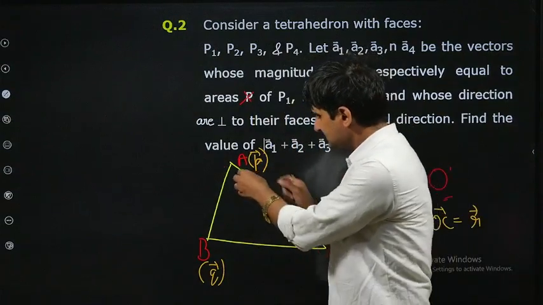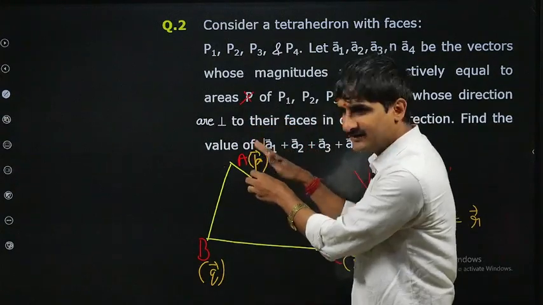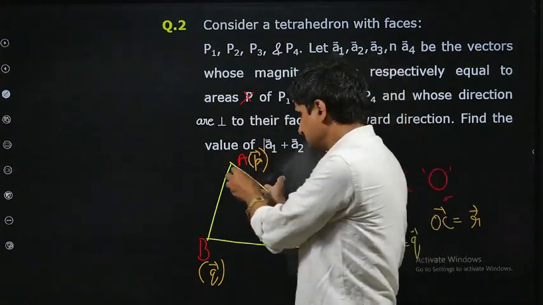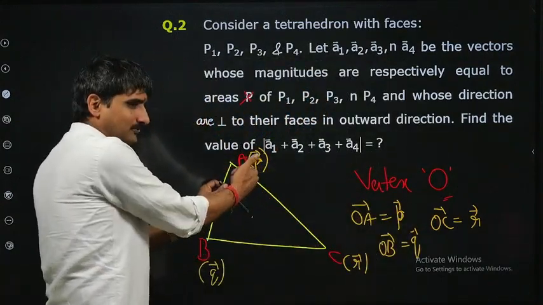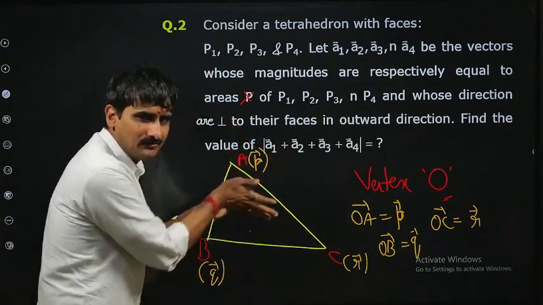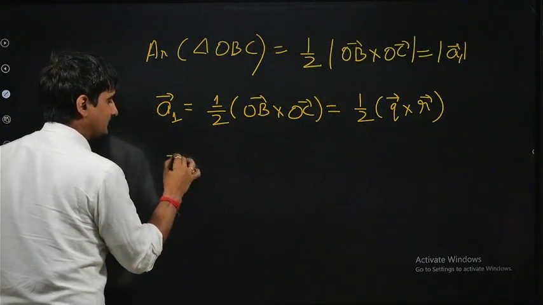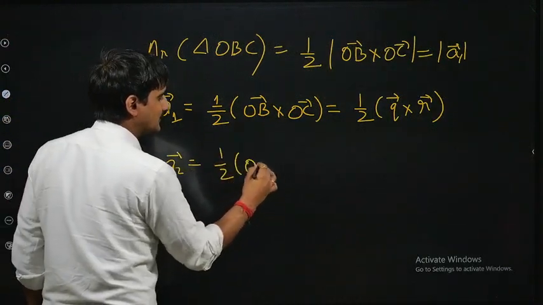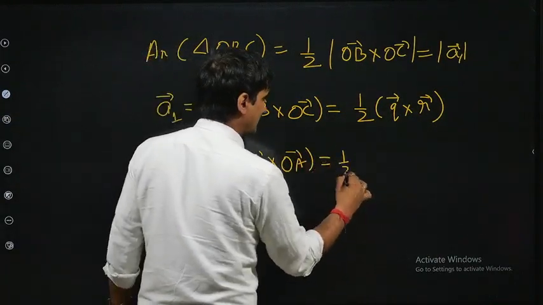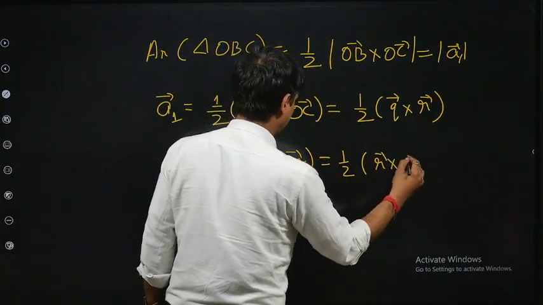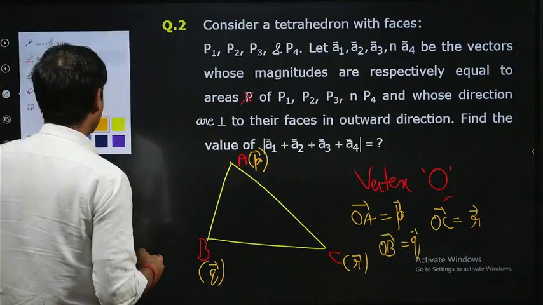Now let's come back again to this figure, because we have to ensure that direction. Now this is the vertex here, so OC and OA, that's the plane. So for the outward direction, what are we going to do? It will be OC cross OA, and then it's outside the plane. So the second one, A2, will be half OC cross OA. So how much is it? It's half R cross P. We are moving in the cyclic order, isn't that?